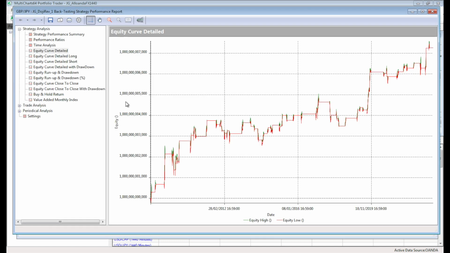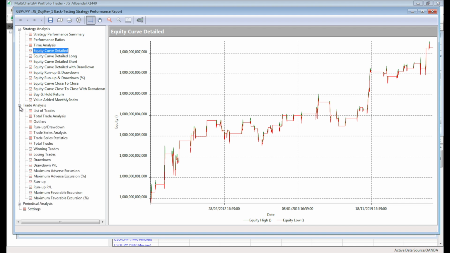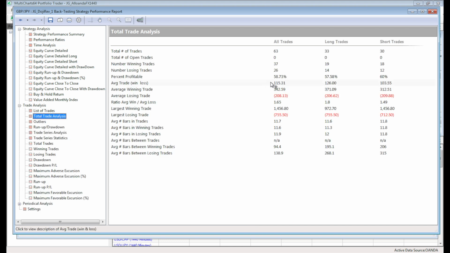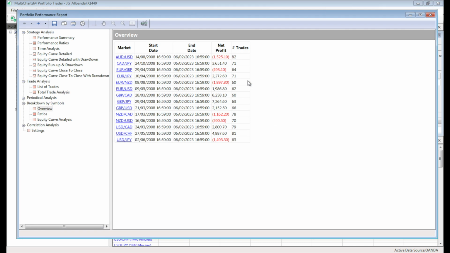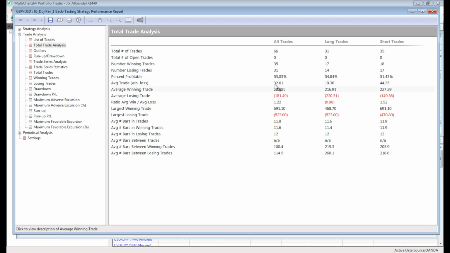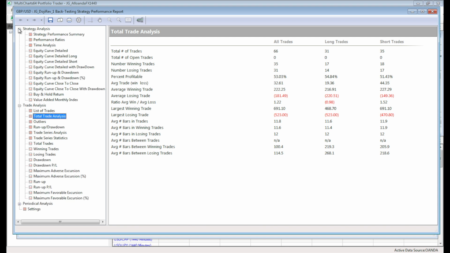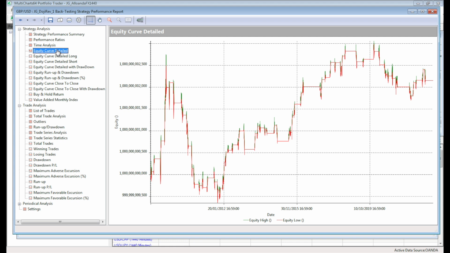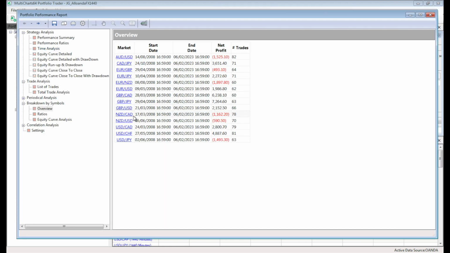Pound yen. Not a bad equity curve at all. Massive average trade, 115 pips, 58% win rate. Pound dollar, making money. Large average trade, 32 pips, 53% profitable. Equity curve's not very good though, is it? New Zealand, Canadian dollar, not making money. New Zealand, US dollar, not making money.